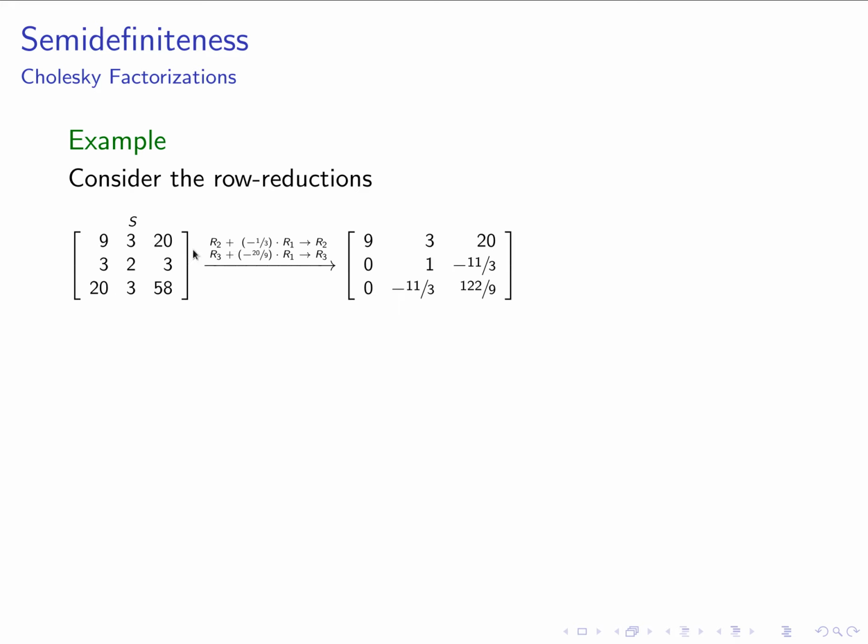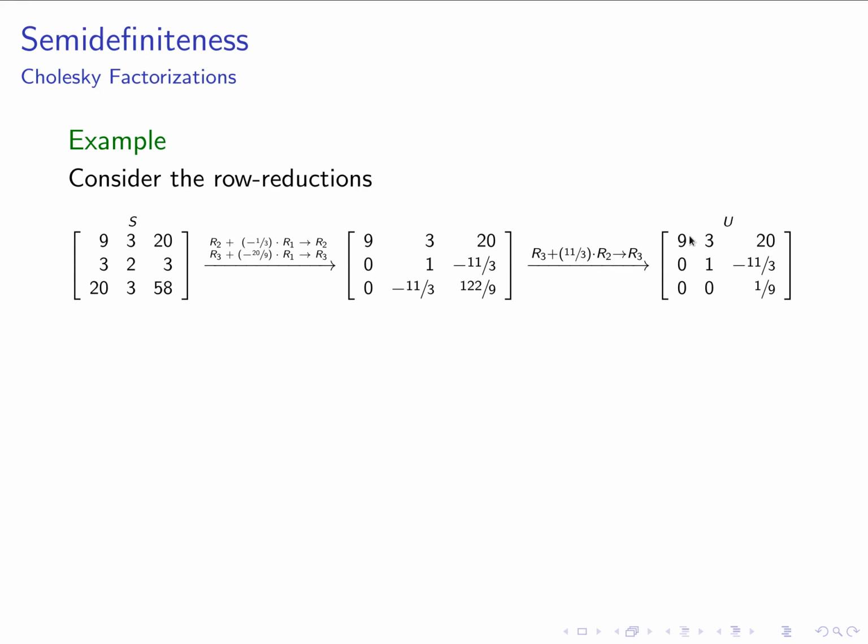So I'll have 2 steps in the first step here. I'll take row 2 and subtract 1/3 times row 1. Then I'll take row 3 and subtract 20 over 9 times row 1. That clears out the 2 entries below my 9. Then I'm going to move right 1 and down 1, where I have a 1 as my pivot now. And I'm going to clear out the entry below by taking row 3 and adding 11/3 times row 2. And that gets me to my matrix U.